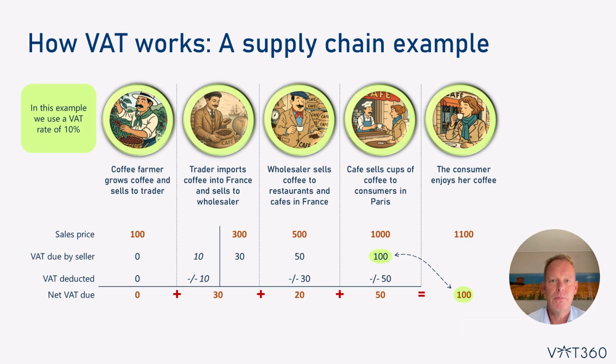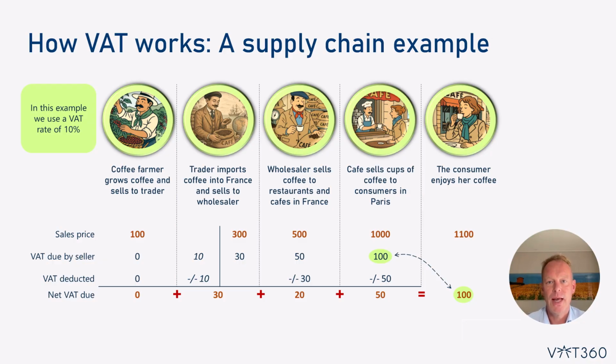Here's the key. The wholesaler adds €200 in value, he buys for €300 and sells for €500. On that sale, he charges €50 VAT, then deducts the €30 input VAT he already paid, net VAT due, €20, which is exactly 10% of the €200 value he added.